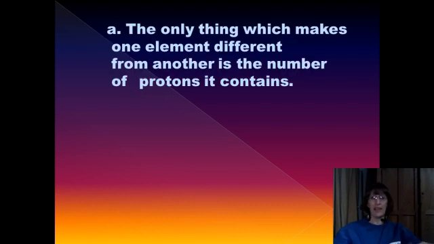The only thing that makes one element different from another is the number of protons in the nucleus. That's it. That's what gives everything their characteristics. So that's what makes gold different from oxygen or different from carbon. It's how many protons are in the nucleus of the atom. So the number of protons is really, really important.